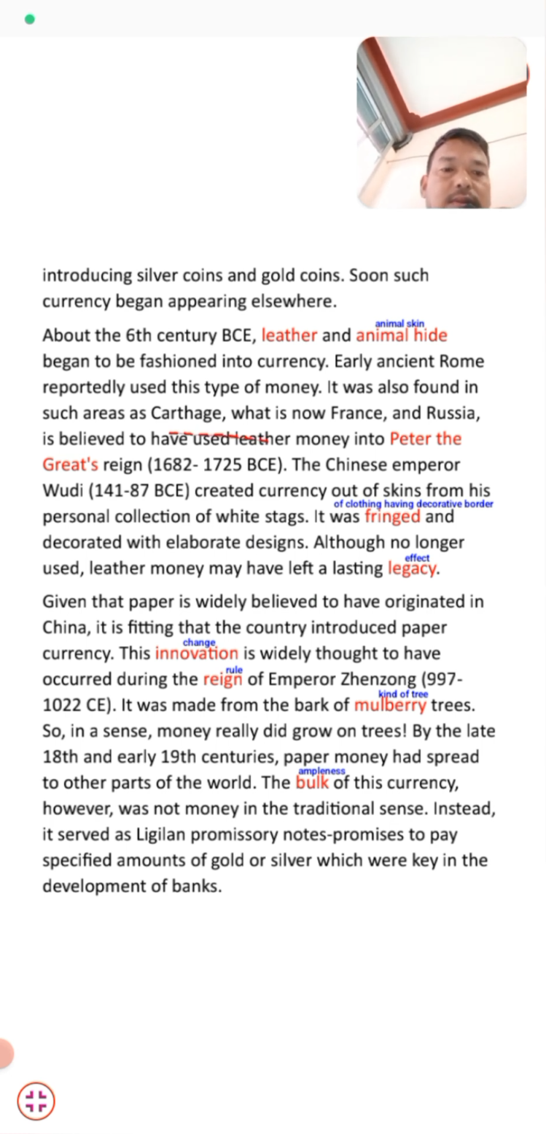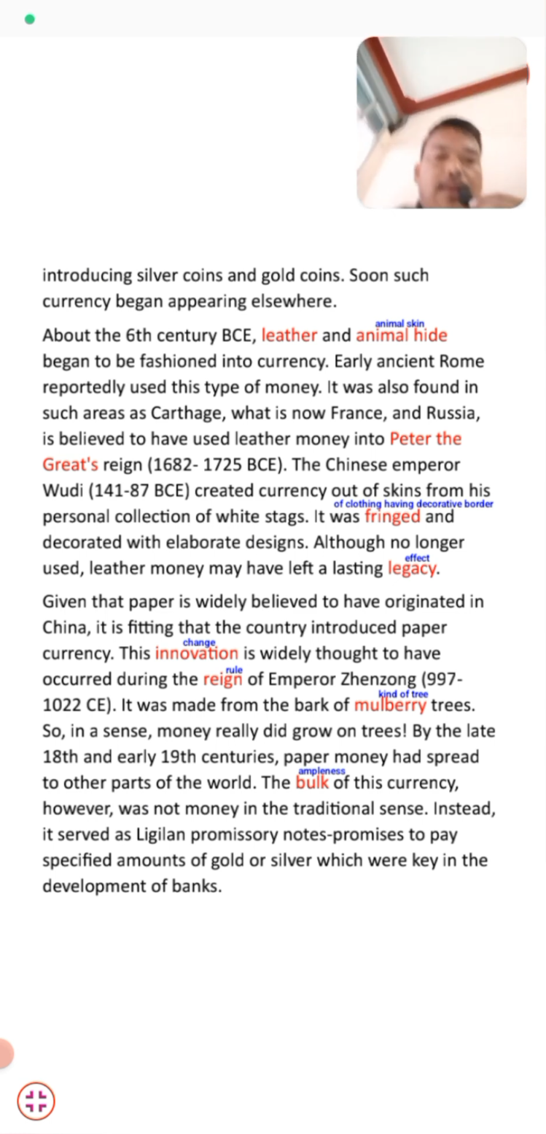Yes, students, this currency was used in very early ancient Rome, and it turns out that people in Carthage, modern day France and Russia used leather coins up until the reign of Peter the Great, 1682 to 1725.